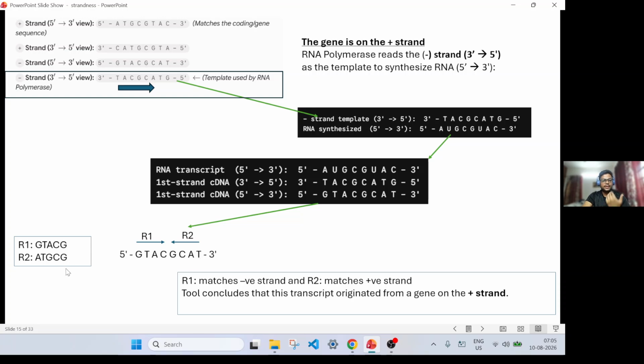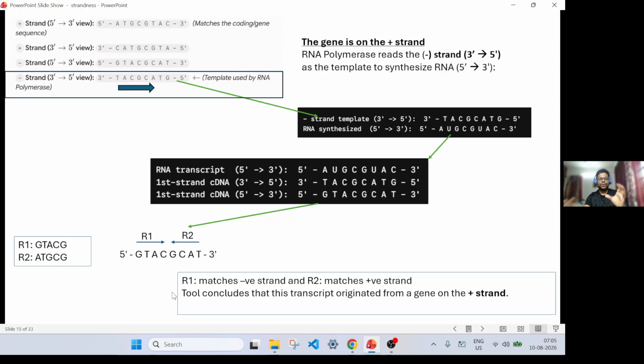Reverse complement means T's complementary is A, then A's complementary is T, C's complementary is G, and G's complementary is C. So you get R1, and R2 is the reverse complement of this side. Now this is the R1 and R2 you got. Now you have to take these and match them to see where they match. Take R1, GTACG, where is it matching? GTACG. So R1 is matching with which strand? The minus strand. So R1 matches with the negative strand, and R2, ATGCG, is matching with the plus strand.